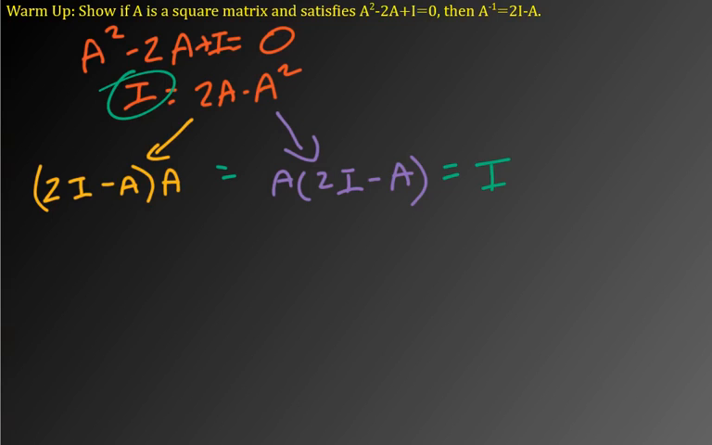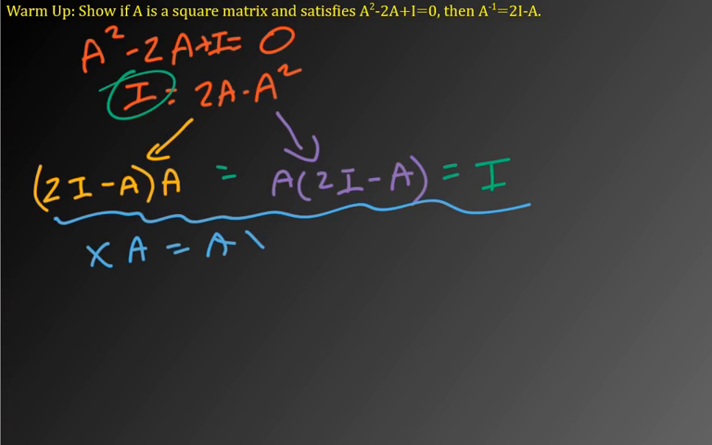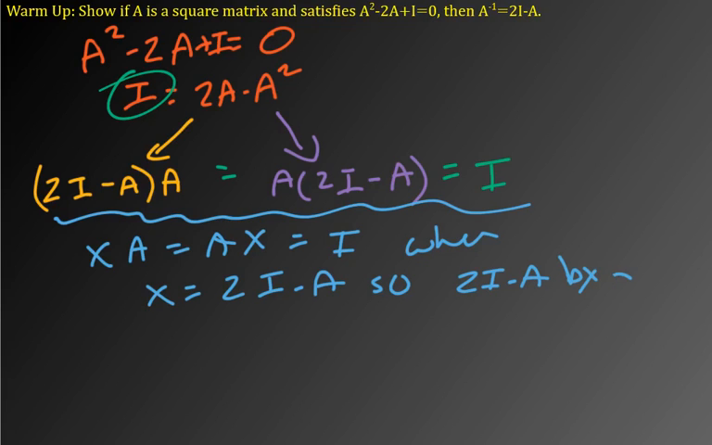Now, if you look at what I have, this thing is satisfying the definition of an inverse. I have XA equals AX equals I, where X equals 2I minus A. So 2I minus A, by definition, is A inverse, and that's it. And the square matrix part is linked to being able to do this too. If A wasn't a square matrix, then you wouldn't be able to do some of the nice algebra right here.